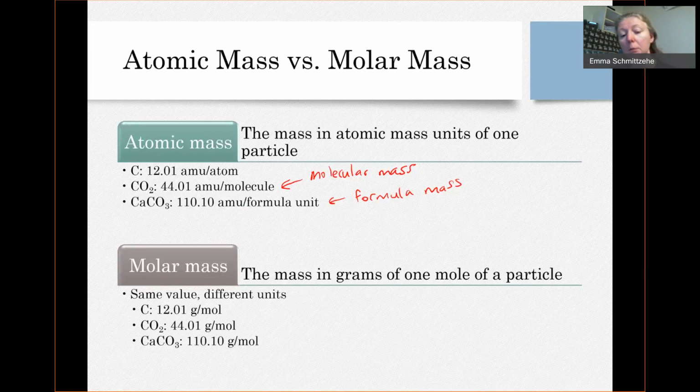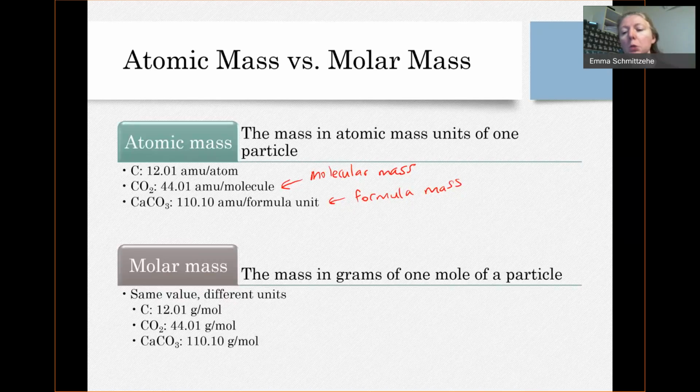So carbon, when you look it up on the periodic table and find 12.01, you can label that as AMU per atom if you're talking about it on the atomic scale, or you can label it as grams per mole. So that is the molar mass as well. And then you could do the same thing for CO2 and CaCO3. You can look up the individual elements, add up their masses, and you can label it either as AMU per molecule, AMU per formula unit, or grams per mole for those things.